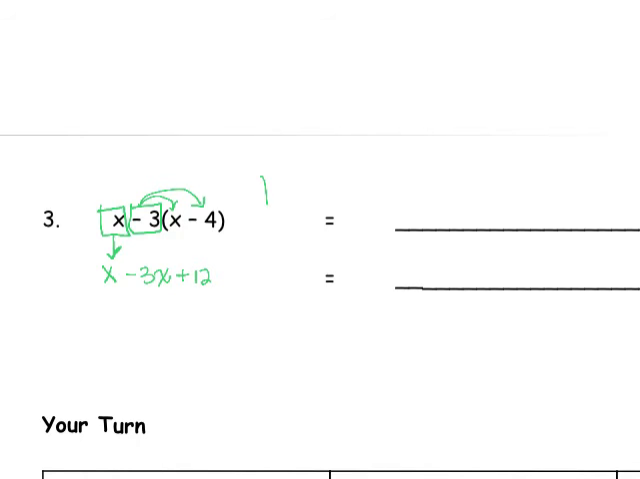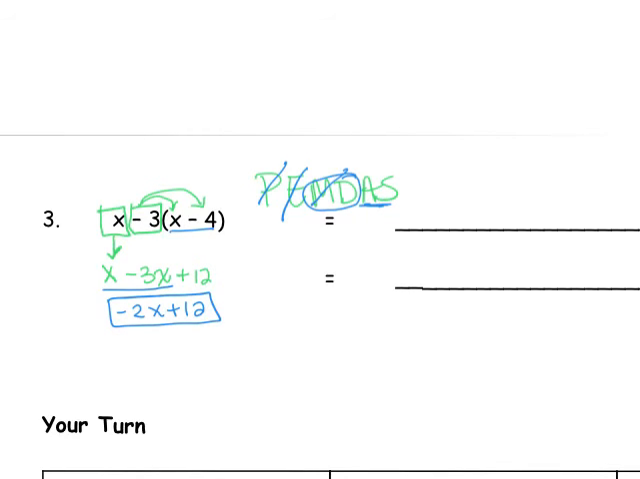Now, in PEMDAS, I couldn't do anything in the parentheses because they're not like terms. I couldn't group these. There were no exponents to deal with. Then I did the multiplication division step where I multiplied the negative 3 to both terms. So now what's left is to add and subtract like terms. So x minus 3x is negative 2x plus 12.